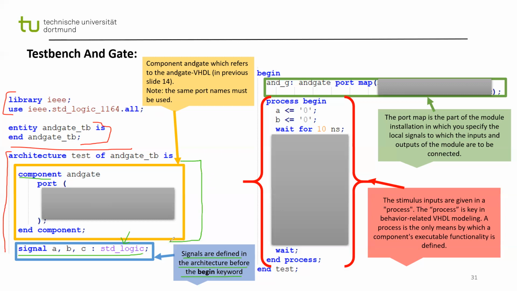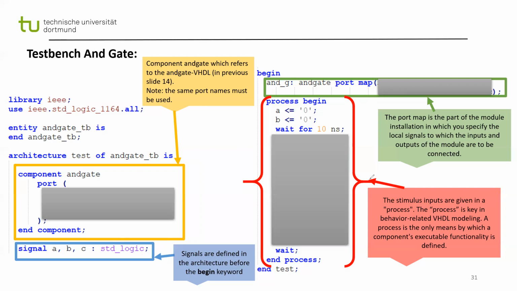After we instantiate and define our components and signals, we move on to the architecture body. And we have our port map, which has the name of and_G and calls the component we defined in the architecture before the begin keyword. Inside of the port map is the part of the module instantiation in which you specify the local signals to which the inputs and outputs of the module are to be connected, like we discussed in the previous slide.